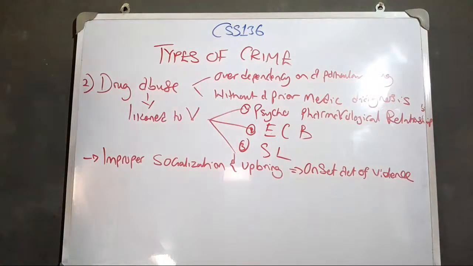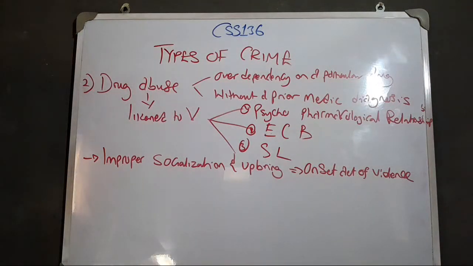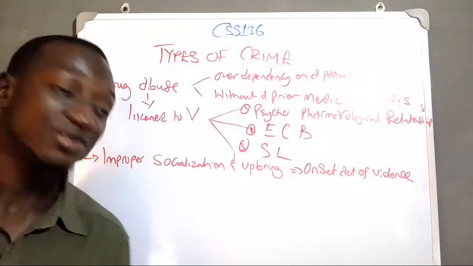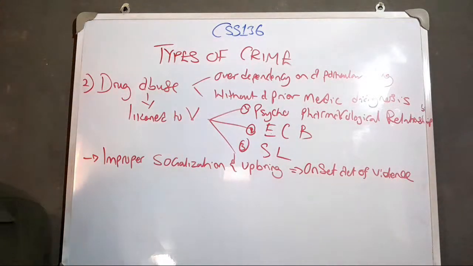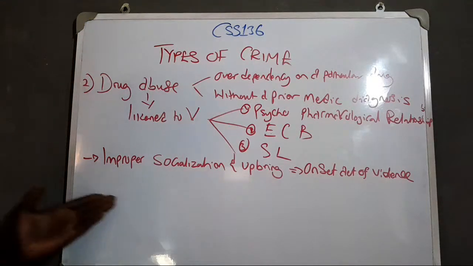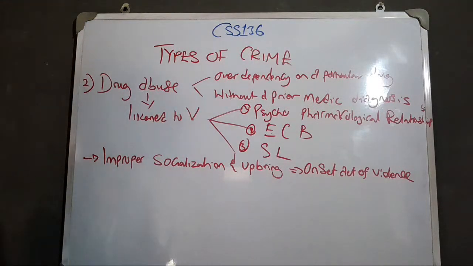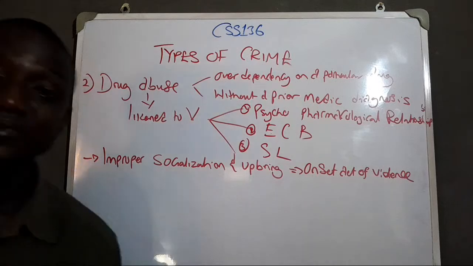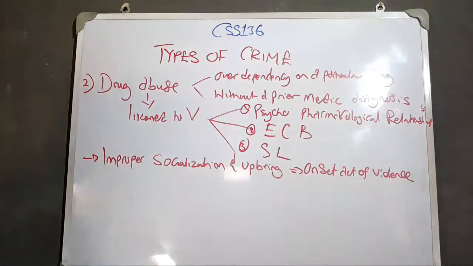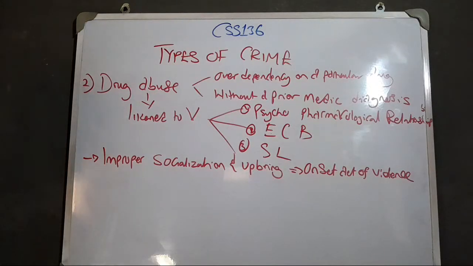Just like we all know that bad communication corrupts good manners. So if there's improper socialization and improper upbringing, definitely it can be traced down to why some persons behave so violently. Okay, now we have that as that. Now let's proceed.